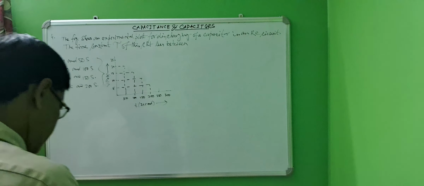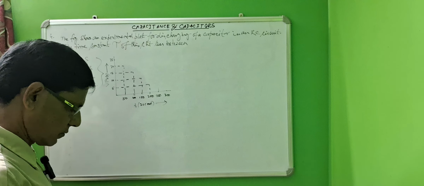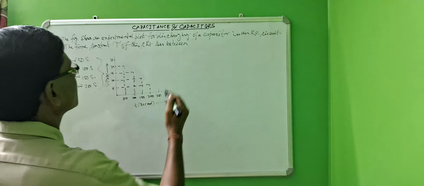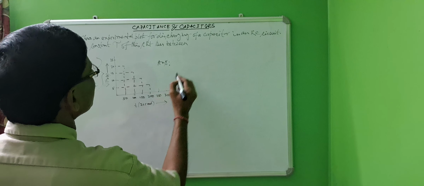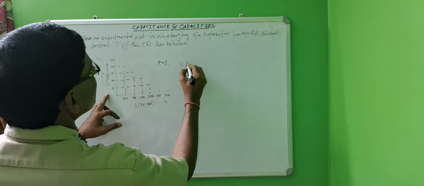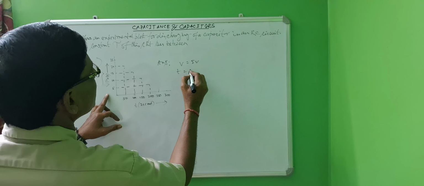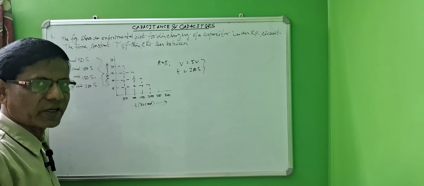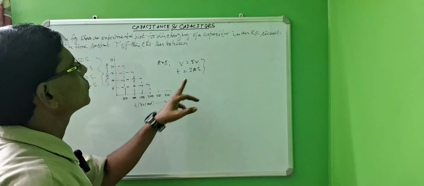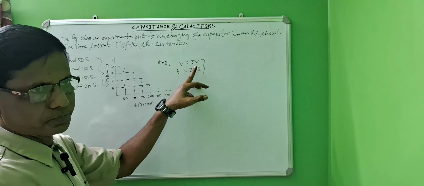So, we can write the boundary condition in answer to this problem. The boundary condition is V equals 5 volt when T is 200 seconds.